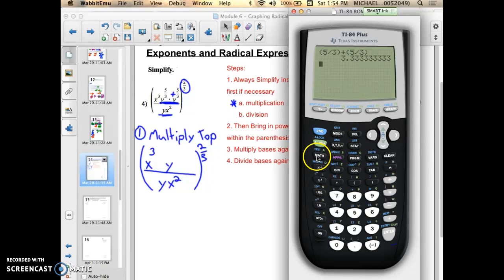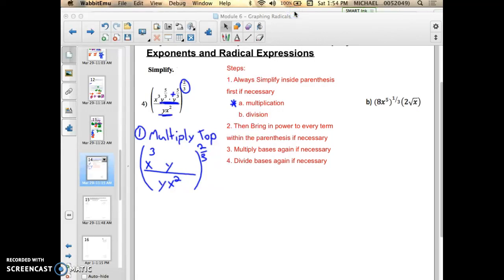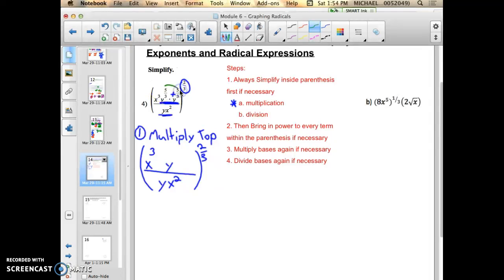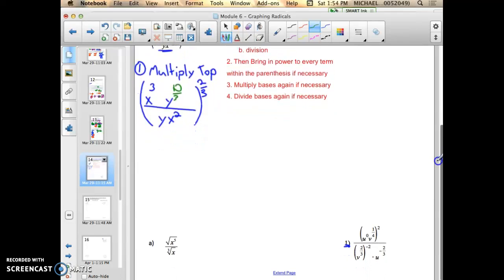It's going to give me a decimal, so I have to hit math and then enter again. My new power of my y's is 10/3, as you just saw on my calculator. So this now becomes y to the 10/3. That is my first step. Now I have multiplied, and there's nothing left to multiply, so I move to division. Base divided by base, I subtract the powers.